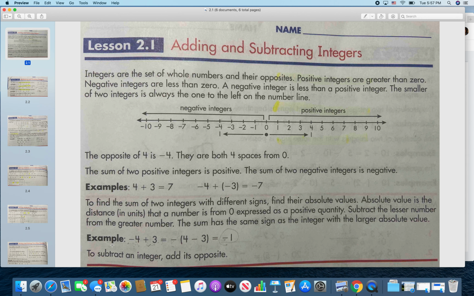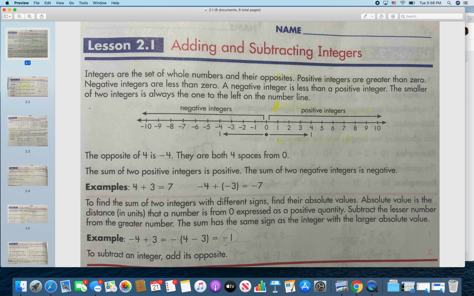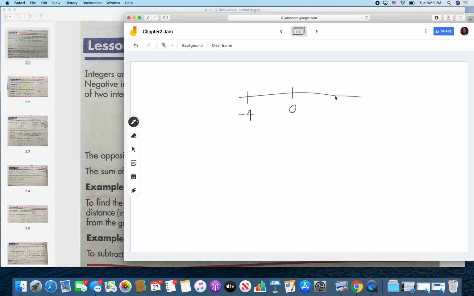So you see here that if they take, for example, minus 4 plus 3, you get minus 1. Well, why is that? This seems counterintuitive. But let's look at that. Zero. Everything to the left is negative. Minus 4. That is a minus sign. And we had plus 3. So what happens if I add minus 4 plus 3?